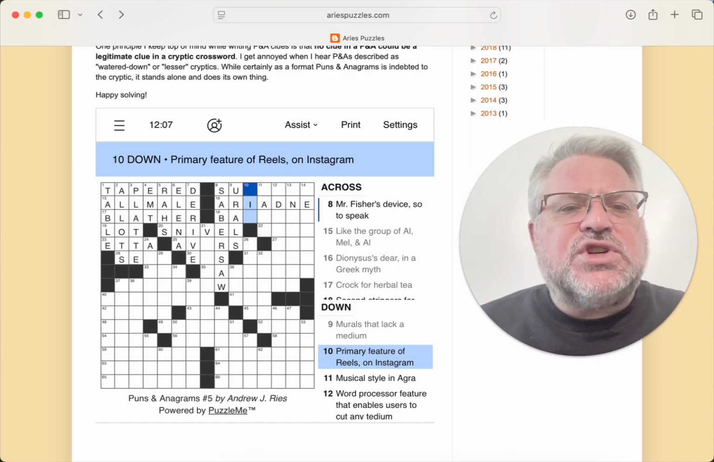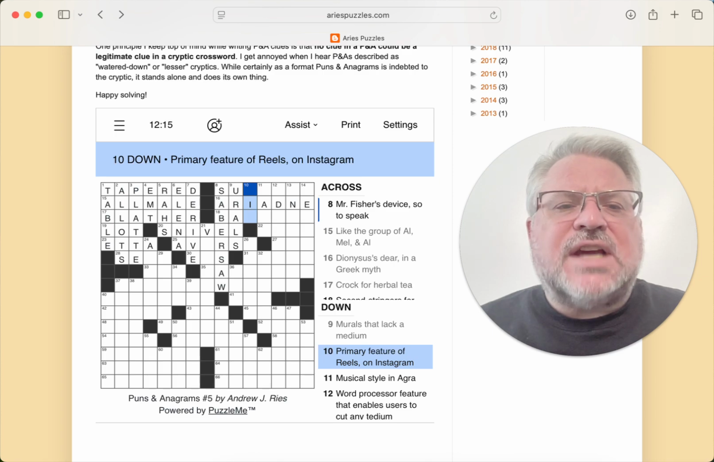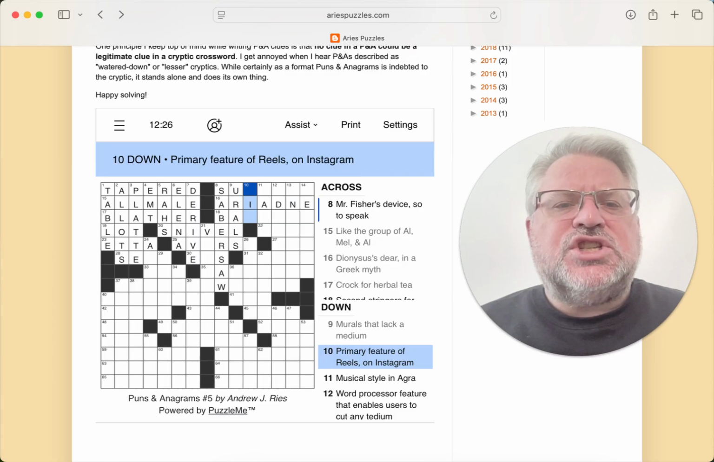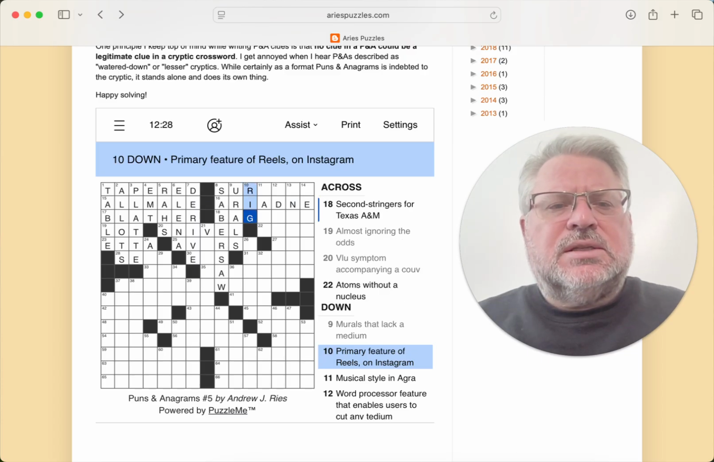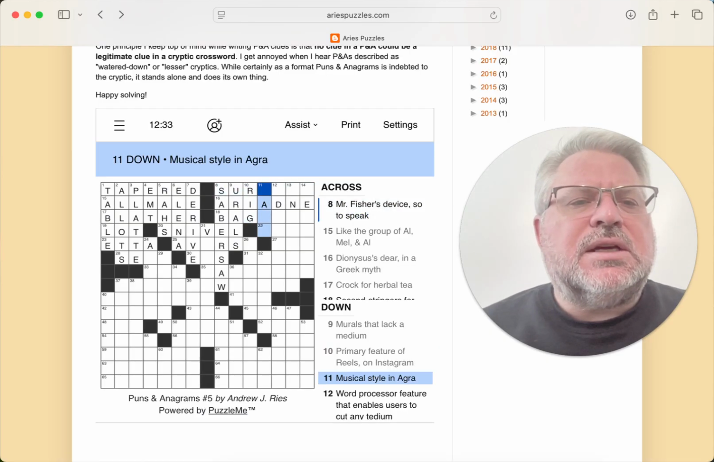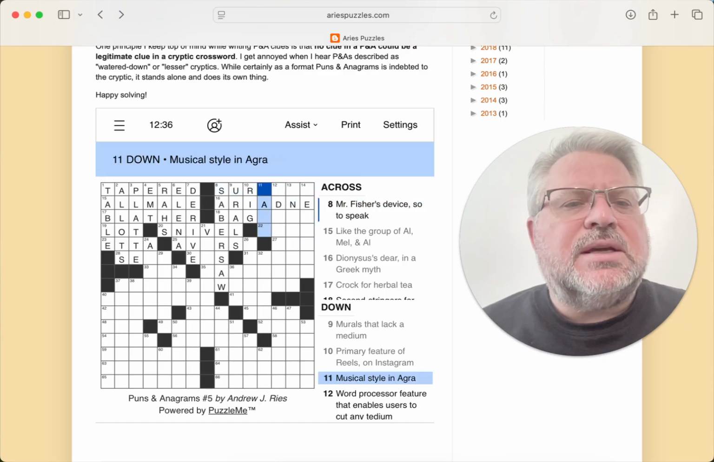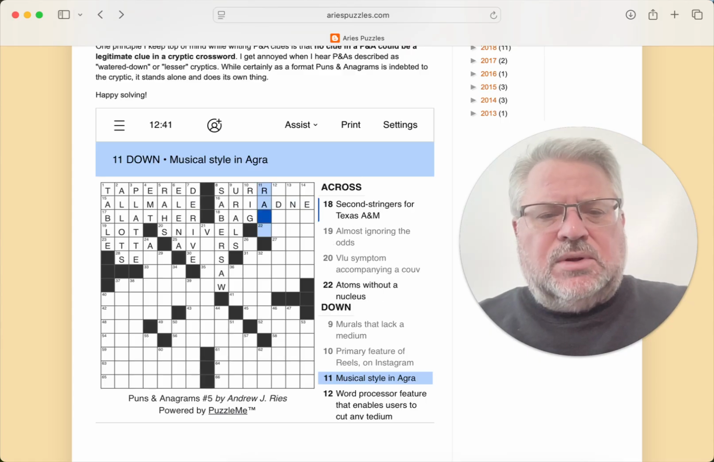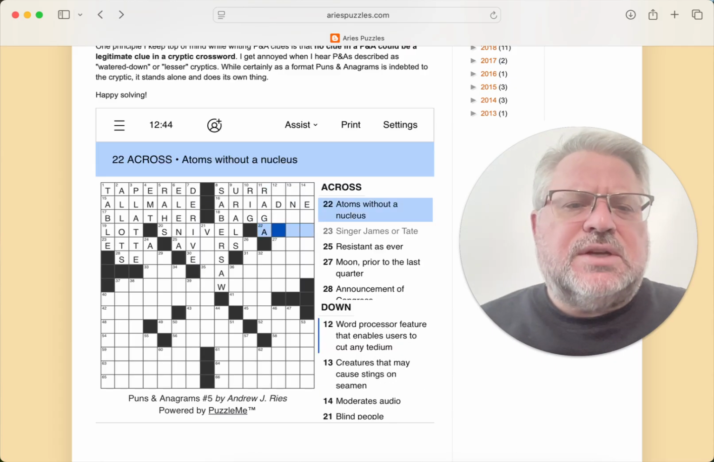10 down, primary feature of Reels on Instagram. Instagram is known as IG. So we take the primary feature of Reels, which is that capital letter R, I guess, put it on top of IG for Instagram, and we get rig. Which again, it would be nice to have some kind of confirmation by some kind of meaning in the clue, but I think that's probably right. Musical style in Agra. So we just anagram Agra to get raga, which is a South Asian music style, I think.